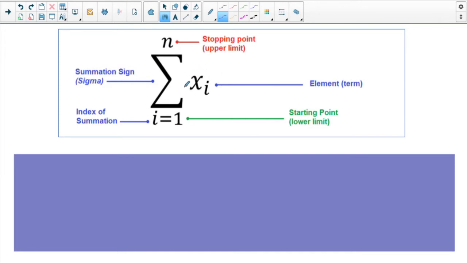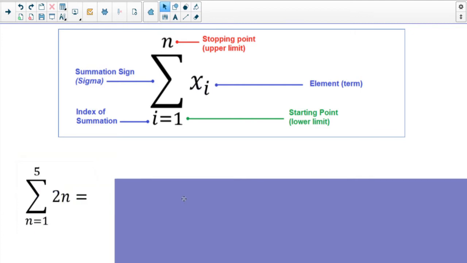And whatever we have in here, these are the terms, or these are the elements. You might see them either way. That's kind of why I wrote both element or term in parentheses, starting point or lower limit in parentheses. You might see this either way, but they mean the same thing. Start here, stop here, and this is what we're adding. So let's work some examples here.